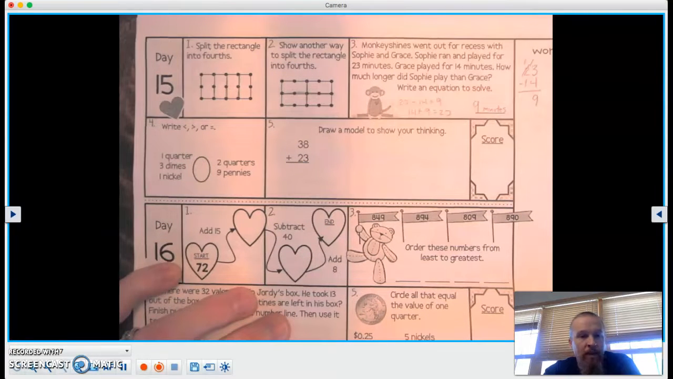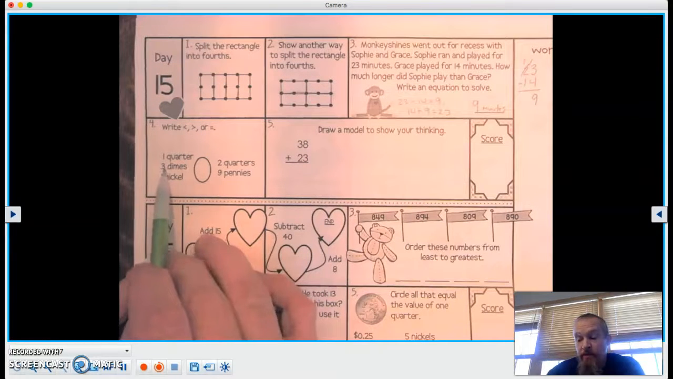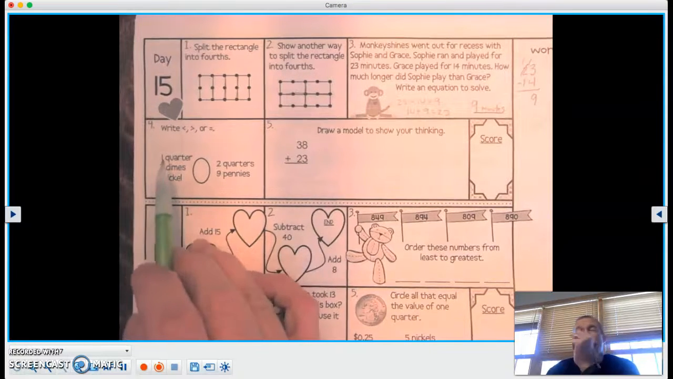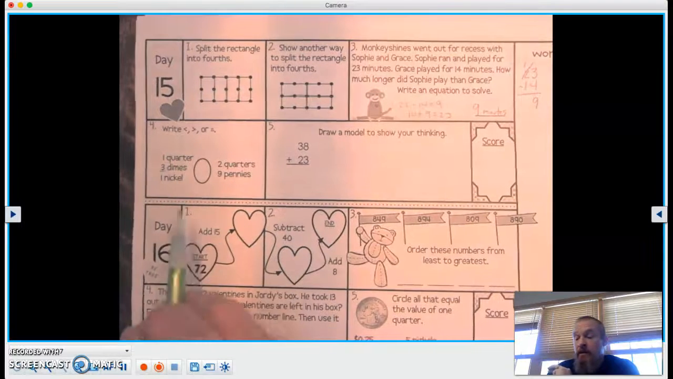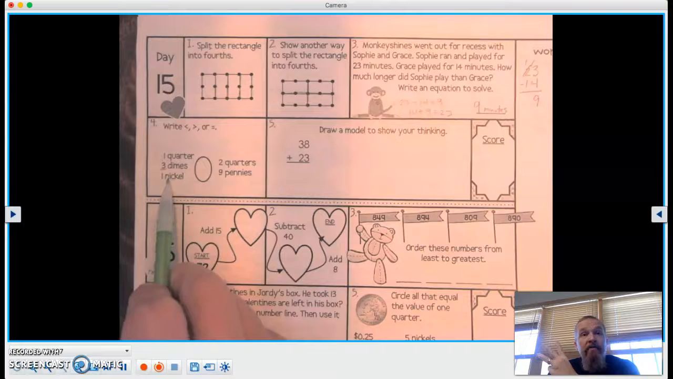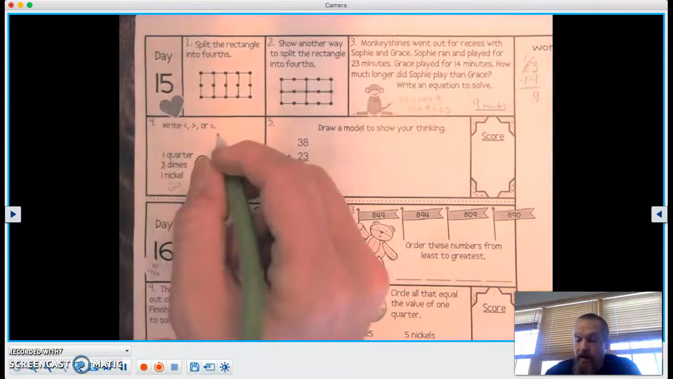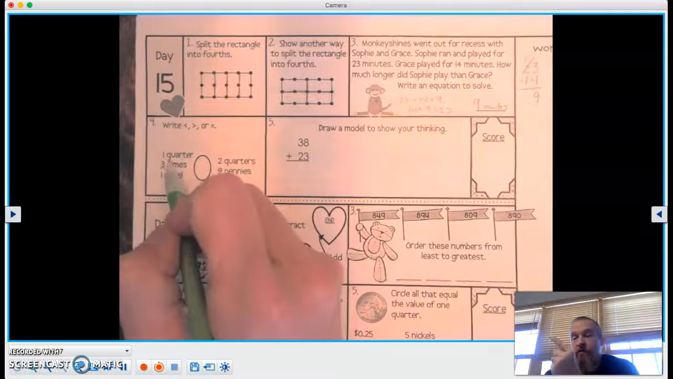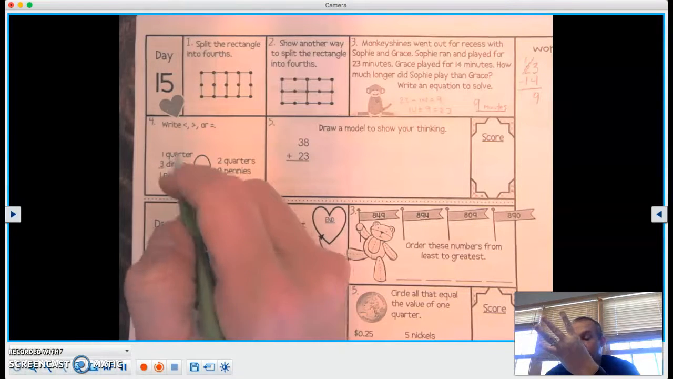Number 4, write less than, greater than, or equal to. 1 quarter, 3 dimes and a nickel compared to 2 quarters and 9 pennies. So 1 quarter is 25 cents. And then we can count by tens 3 times. So 25, we'd have 35, 45, 55. And then a nickel, we're going to count by 5s from 55, which would be 60. Okay, again, quarter and then 25 would be 35, 45, 55, and then nickel is 60.